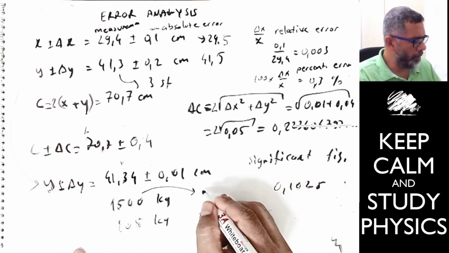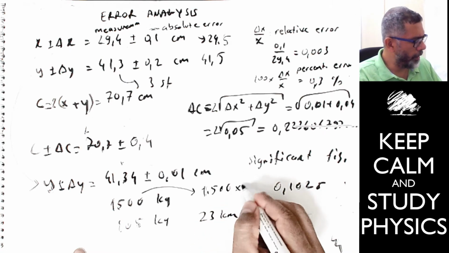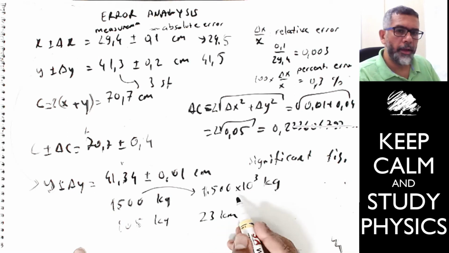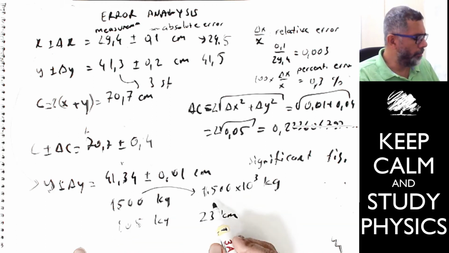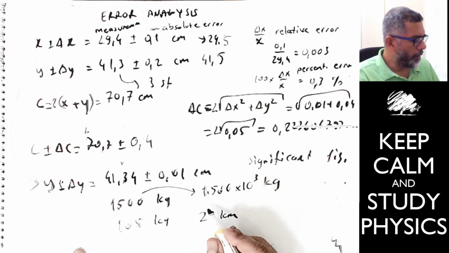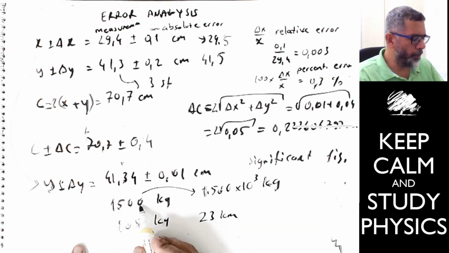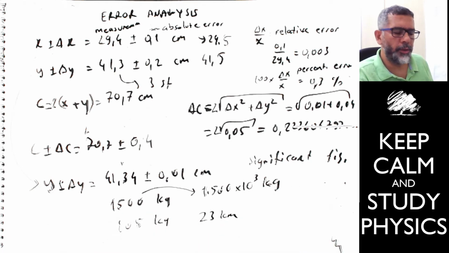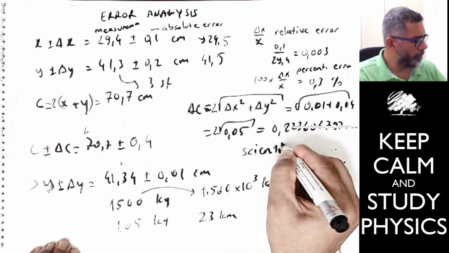Why not? Let's see this: 1.500 times 10 to the 3 kilograms. You see, this writing is exactly equivalent to 1500, but I just used scientific notation to report this measurement of mass. So what is scientific notation?